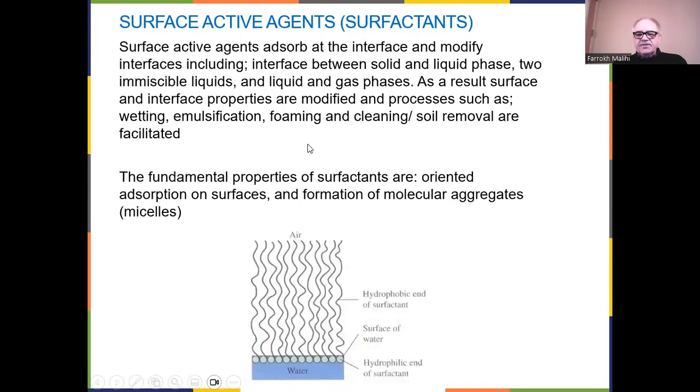Surface active agents adsorb on surfaces and interfaces and modify those interfaces. They can adsorb at the interface between solid and liquid, or two immiscible liquids, and liquid and gas phases. As a result, surface and interfacial properties are modified and processes such as wetting, foaming, emulsification, and detergency are improved.